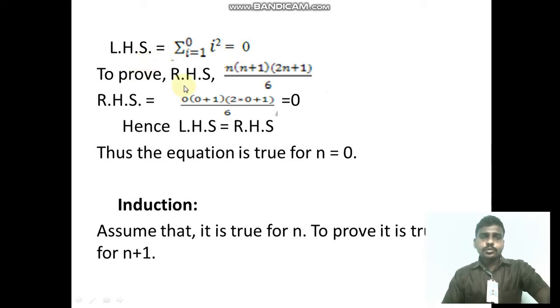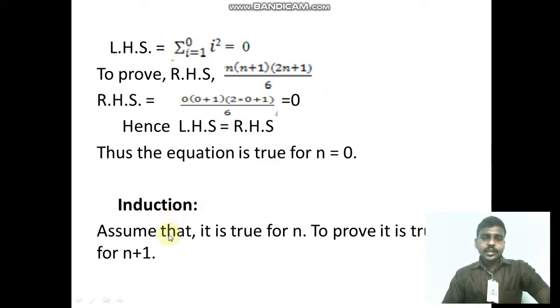Coming to the RHS, n into n plus 1 into 2n plus 1 divided by 6, I will substitute 0 in place of n because I am assigning n equal to 0. So I will get 0 into this expression. 0 multiplied by any number is 0, so it is 0 divided by 6, which is 0. So I proved that LHS is 0 and RHS is 0. For the basis, this equation is true because I proved LHS equal to RHS.